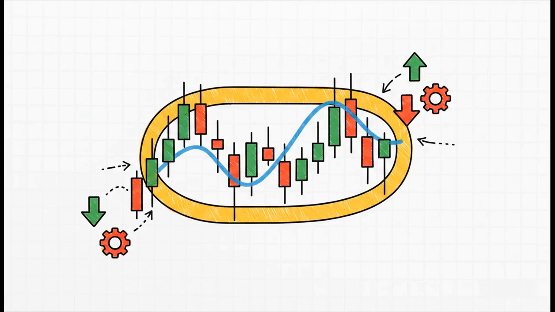Let's zoom in on TA-Lib for a second. This library is an absolute staple for quantitative trading strategies. It gives you over 200 technical indicators right out of the box.